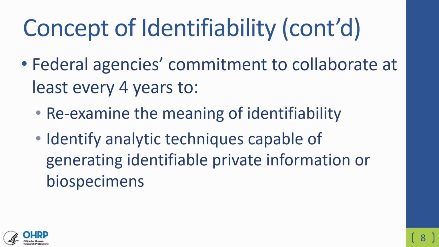There is also a commitment in the revised common rule that federal agencies will collaborate at least every 4 years to re-examine the meaning of identifiability. And we understand that, because of the changing landscape of today's research, things change very rapidly. What is currently considered not identifiable is really a very fluid concept. And so we take into consideration the fluidity of this concept, and we build into the rule that federal agencies will re-examine this definition every so often in order to support the changing environment. There is also a commitment to examine and identify analytic techniques and technologies that are capable of generating identifiable private information or biospecimens. And the first technology that will be looked at is whole genome sequencing.